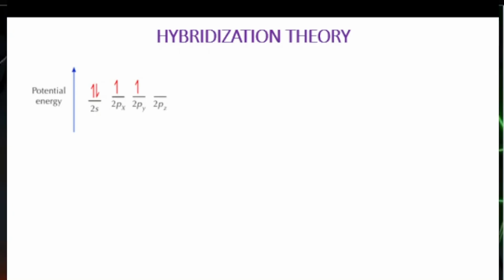That means that the two paired electrons occupying the 2s orbital must become unpaired before they can bond. Since the energy gap between the 2s and 2p orbitals is very small, one of the 2s electrons can be promoted to the empty 2p orbital, leading to the following situation.